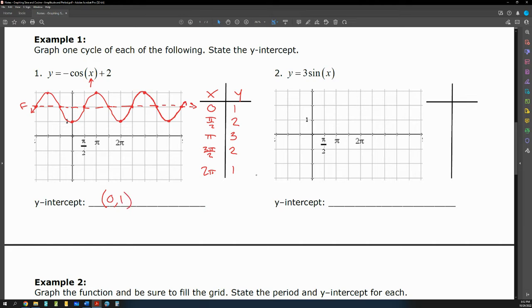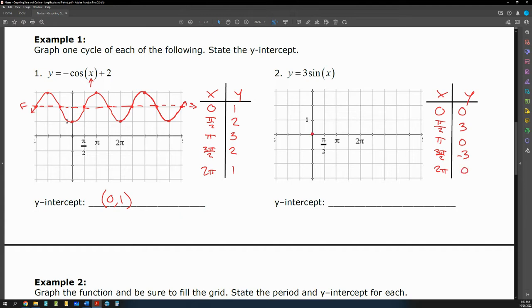Okay. Next up, y equals 3 sine of x. So x, y. We're going to do our quadrantals again. 0, pi halves, pi, 3 pi halves, and 2 pi. So 3 times the sine of x, we have sine of 0 is 0 times 3 is 0. Sine of pi halves is 1 times 3 is 3. Sine of pi is 0 times 3 is 0. Sine of 3 pi halves is -1 times 3 is -3. And sine of 2 pi is 0 times 3 is 0.